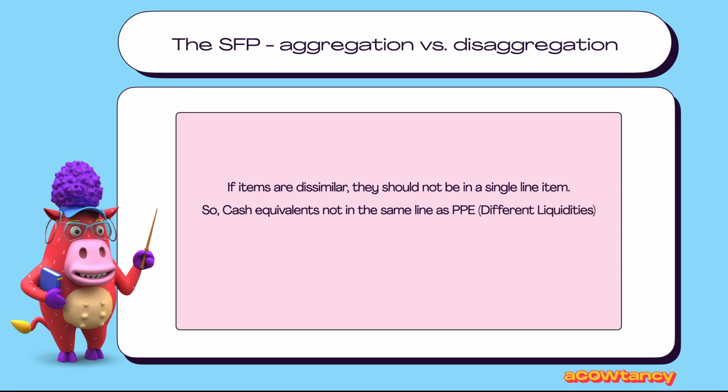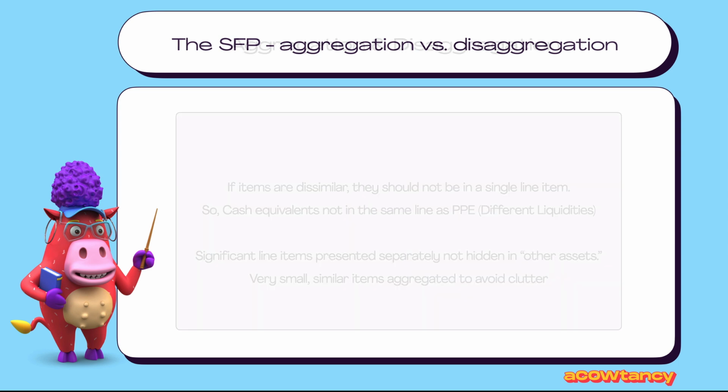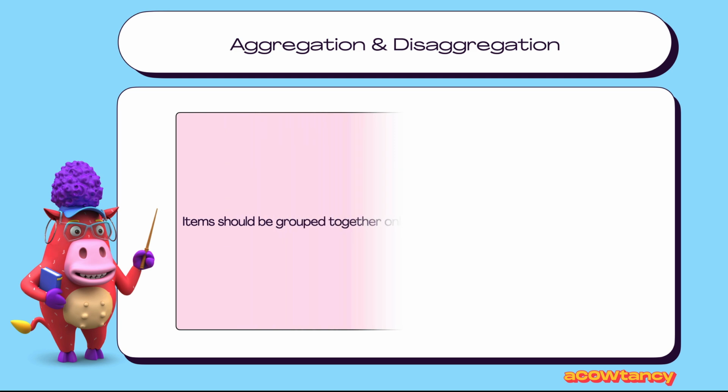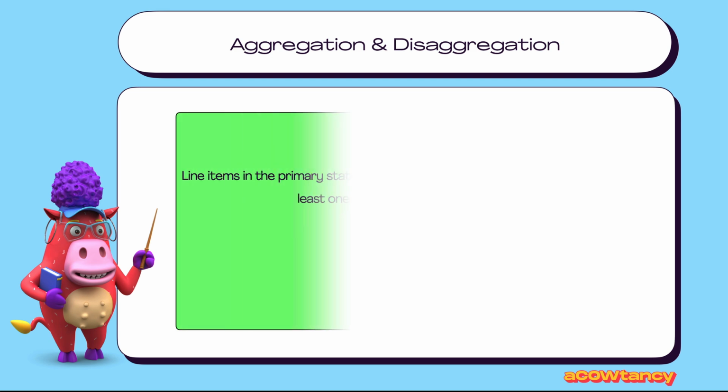Cash equivalents are not the same line as PPE because they have different liquidities. So significant lines are presented separately and don't get hidden in other assets. Bring them out separately as a minimum. But what you can and should aggregate together is very small, similar items, to avoid clutter and too much noise, and to make things as understandable as possible. So items get grouped together only if they share similar characteristics.